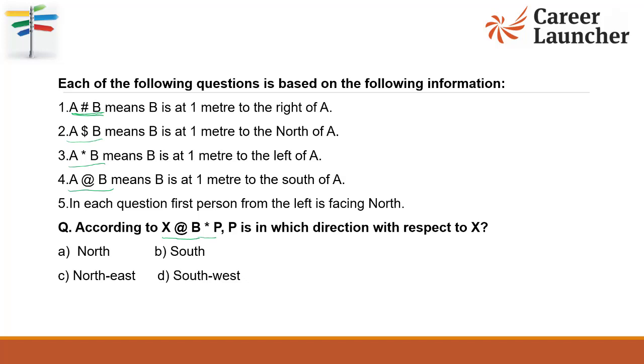Let's start plotting it. X @ B, X would be facing north. @ means B is at 1 meter to the south of X. So this portion has been plotted. B * P means P would be 1 meter to the left of B. So here we have X, B and P. P is in which direction with respect to X?